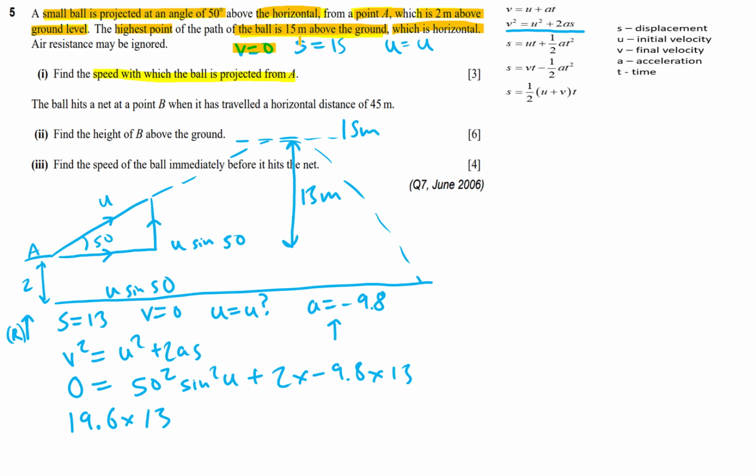Now in this context, S equals 15 to start off with, and well, U, we're looking for U, so we call U as U. Now the speed, we need to find the speed with which the ball is projected from point A. And you can see this diagram. Here we've got the angle 50, this is A, but it's 2 meters above the ground already. So actually in this question, S equals 13, because 15 minus the 2 gives us that height of 13.